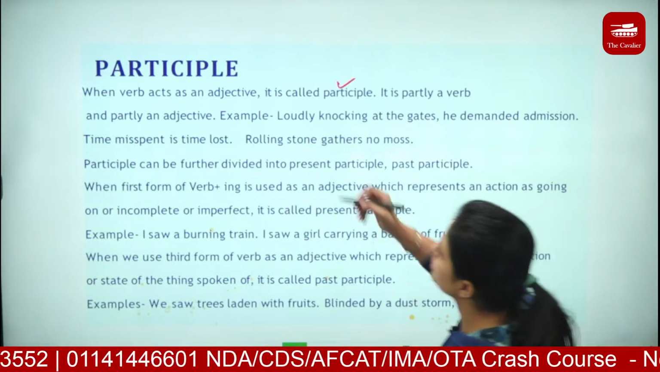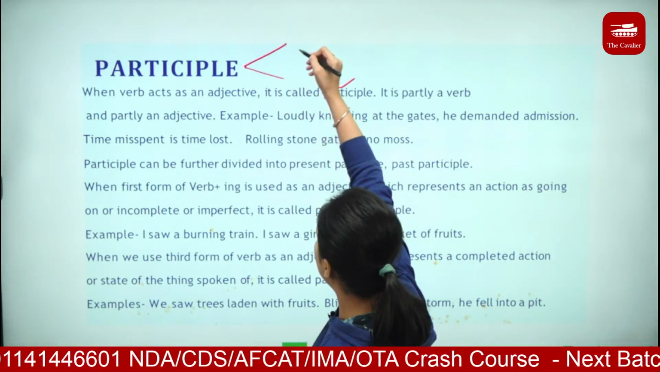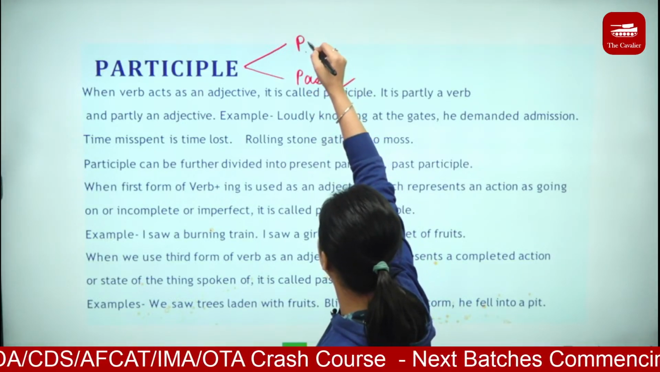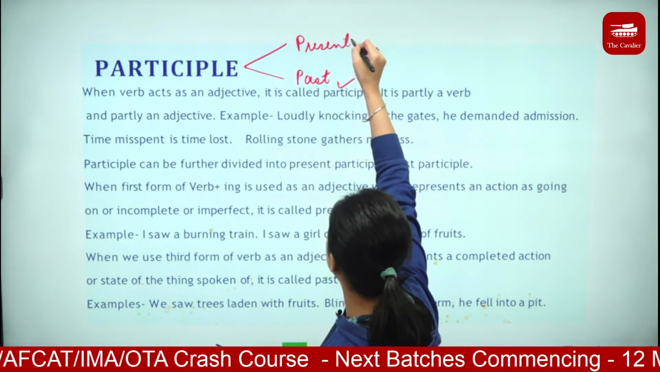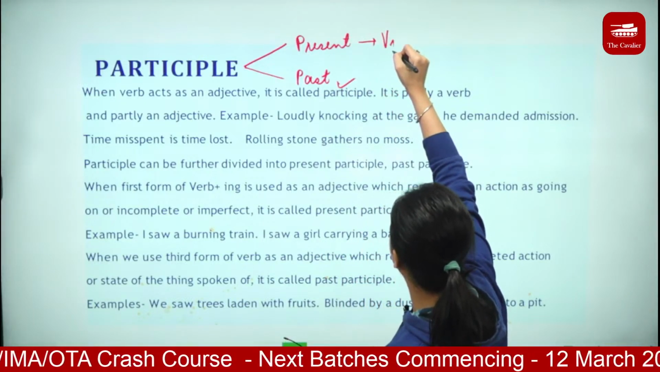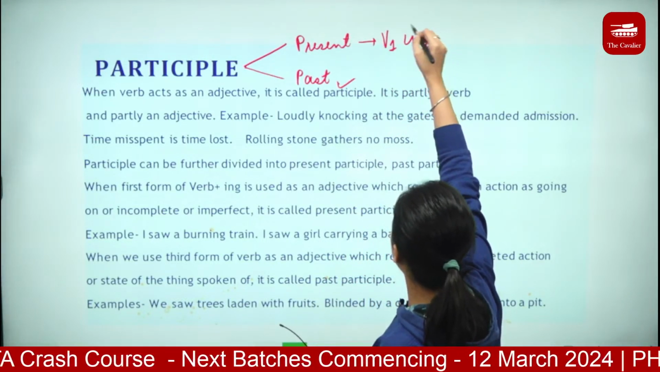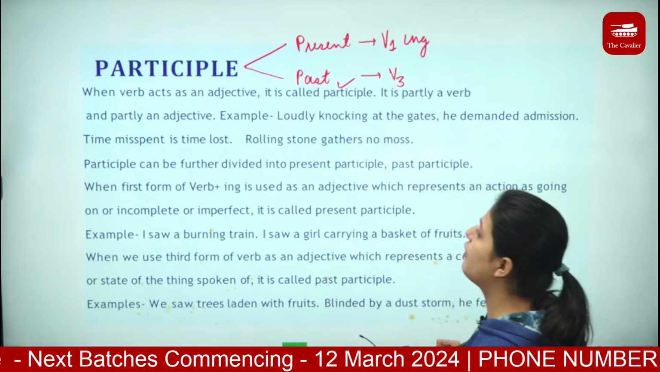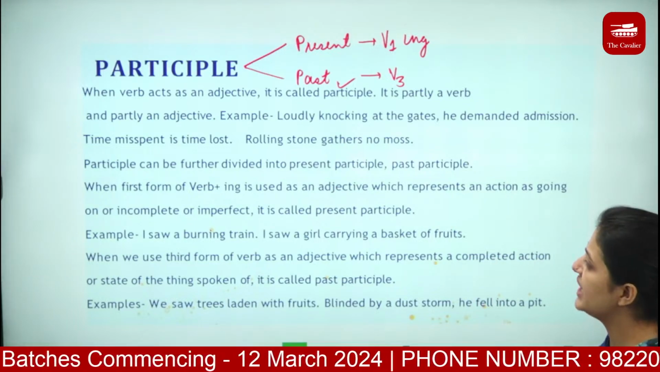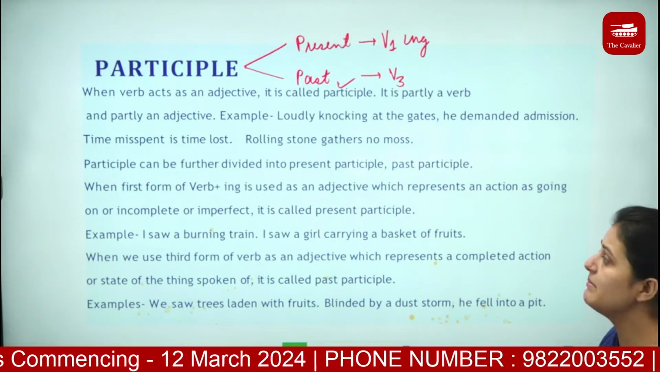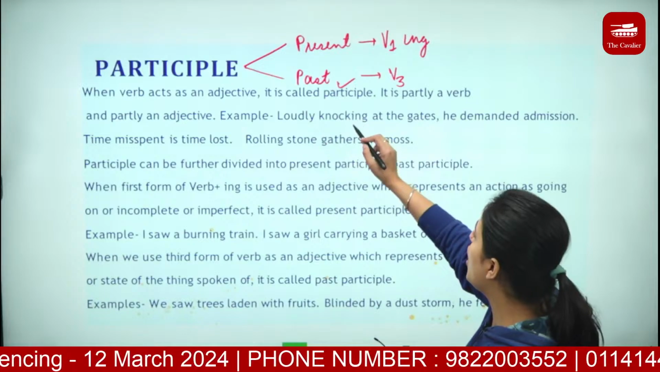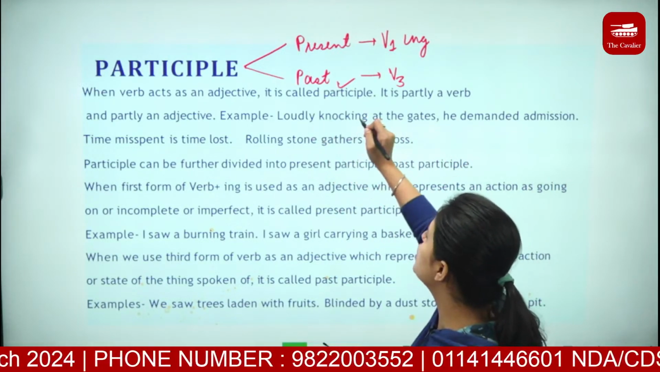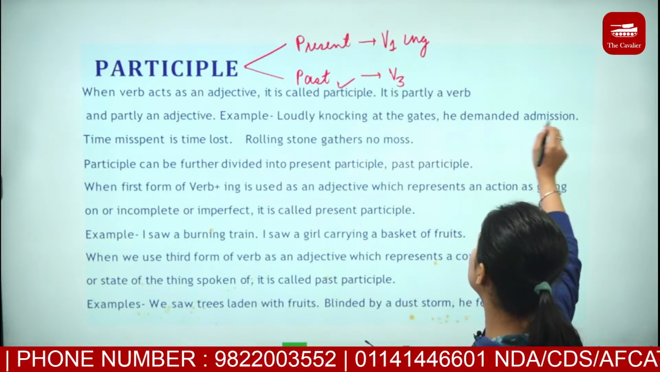ओके अब हमने इसको भी दो पार्ट्स में डिवाइड किया है. पहला होता है प्रेजेंट पार्टिसिपल, दूसरा होता है पास्ट पार्टिसिपल. ओके प्रेजेंट पार्टिसिपल का मतलब है व्हेन आई एम यूजिंग वर्ब की फर्स्ट फॉर्म एंड आईएनजी एज एन एडजेक्टिव. Past participle is when I am using third form of the verb as the adjective. Now let's look at some examples. Loudly knocking at the gates, he demanded admission.